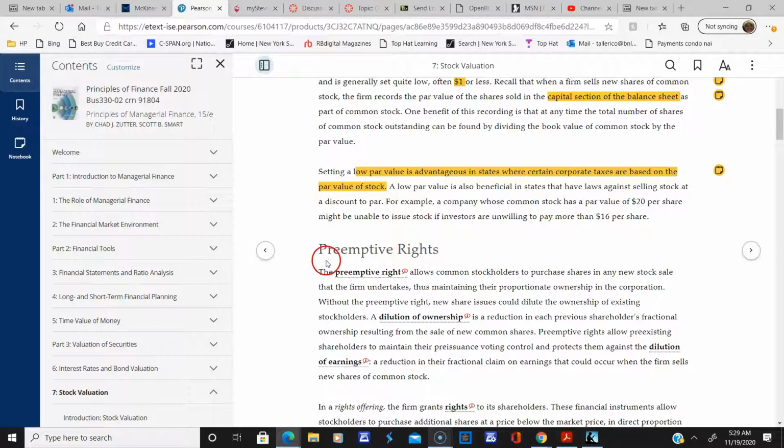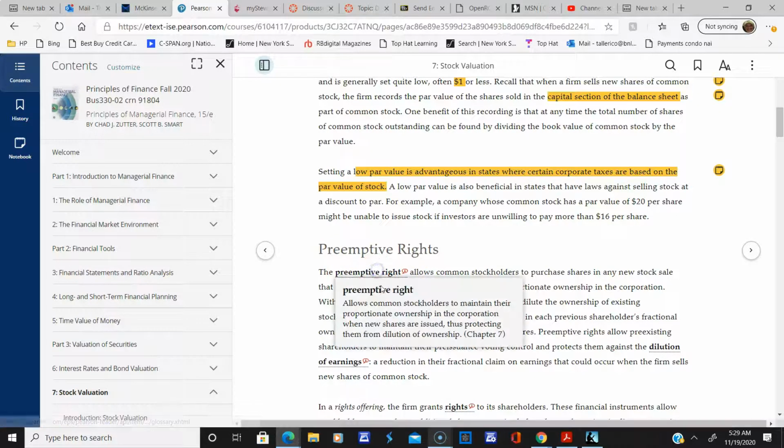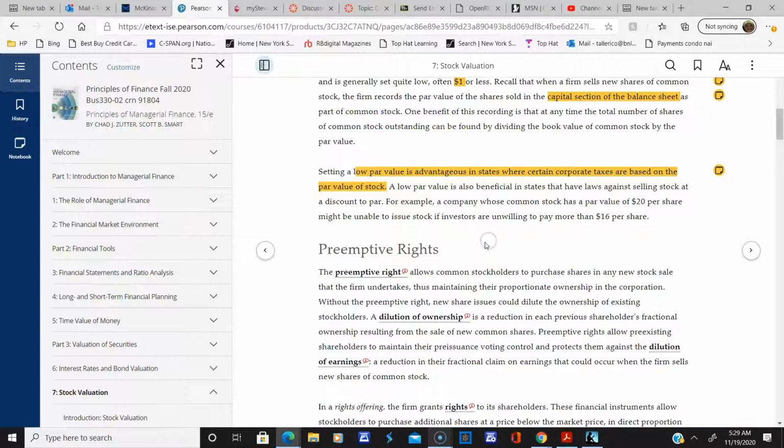All right, so owning the shares gives you a preemptive right. And what is a preemptive right? It allows common stockholders to maintain their proportionate ownership in the corporation when new shares are issued. It protects them from dilution of ownership. And we'll read more about that.